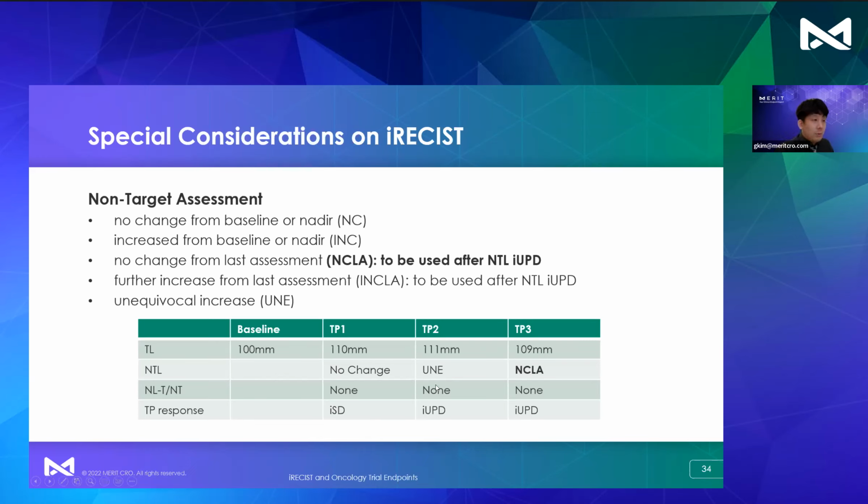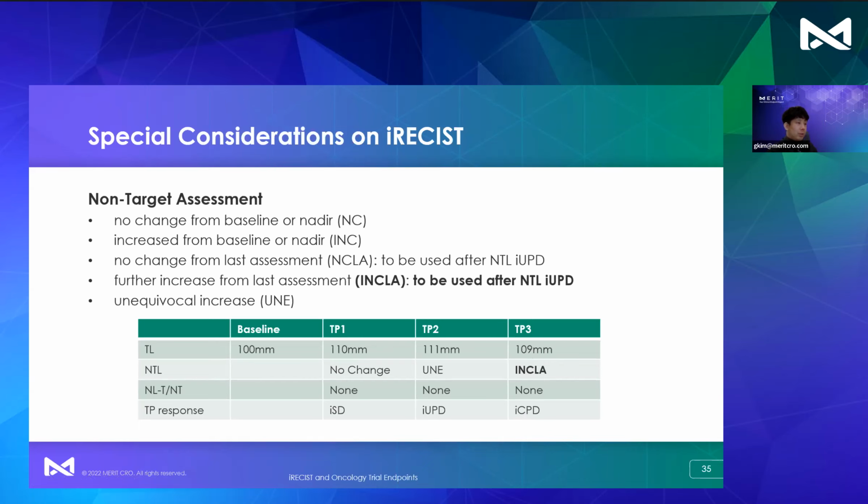And at time point 3, there's not much change in the target lesion again. Also, we're using this way of documentation: no change from the last assessment. That denotes that from the unequivocal progression of the non-target lesions, there was no further increase. So this denotes that this is not a case for the ICPD, but the non-target lesion is being stable post the IUPD. So that adds up to the patient still remaining in the IUPD status for that time point 3.